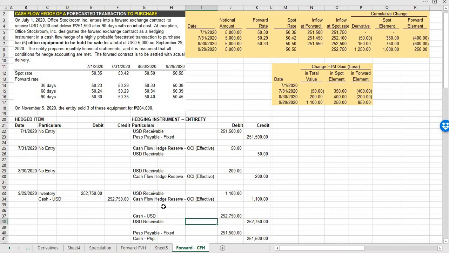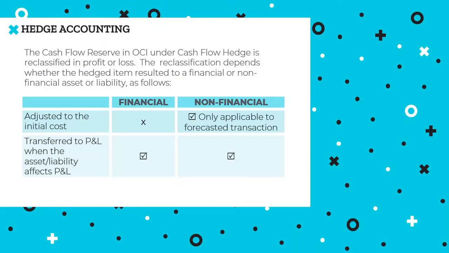Pero again, sabi natin, binigyan tayo ng standard ng 2 options. Kasi itong binili natin na inventaryo is a non-financial asset. Dahil dito, binigyan tayo ng 2 options kung paano natin i-reclassify ang ating OCI papunta sa profit or loss. At ano-ano yun? So, ito yung una natin. Adjust daw the initial cost of the non-financial asset. So, kailangan natin i-adjust yung initial cost ng ating non-financial asset na inventory. At yung second option natin is to transfer yung OCI papunta sa P&L kung yung ating inventory affects the P&L. At yun ay kung mabenta na yung ating inventaryo.